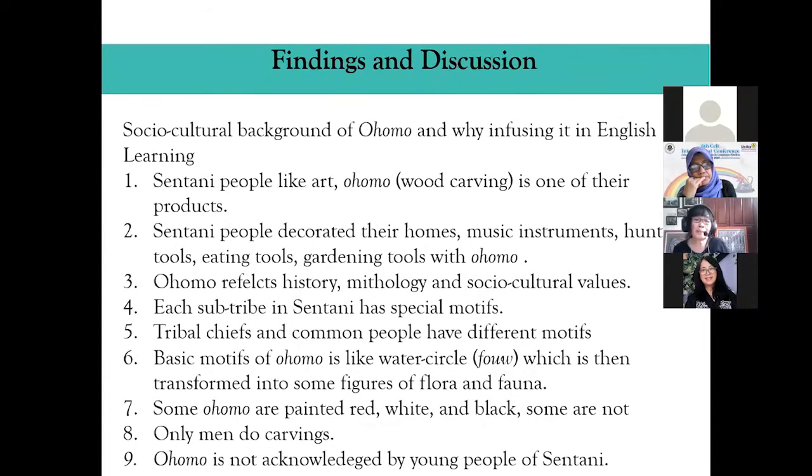Each sub-tribe in Sentani has special motifs. For example, tribal chiefs and common people have different motifs. The basic motif of Homo is like a water circle that people call foe, which is then transformed into some figures like flora and fauna. Some Homo are painted red, white, and black, and some are not. And only men do the carvings.